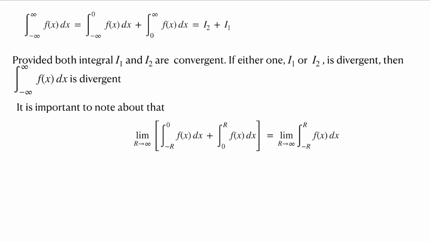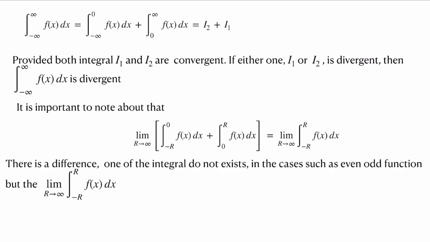But in this case, we may have this limit, going from minus r to plus r with r going to infinity, of f of x, be convergent even when one of I1 or I2 is divergent. Though it sometimes looks non-trivial, it is interesting to see that if you take an odd function, then the integral from minus r to plus r is 0, because the contributions from plus r and minus r cancel, and it vanishes.